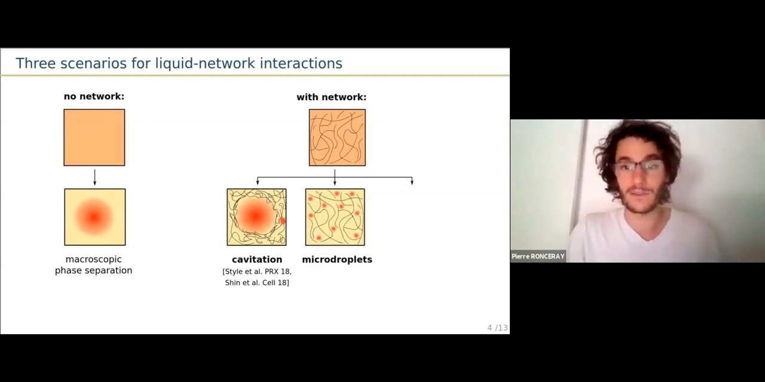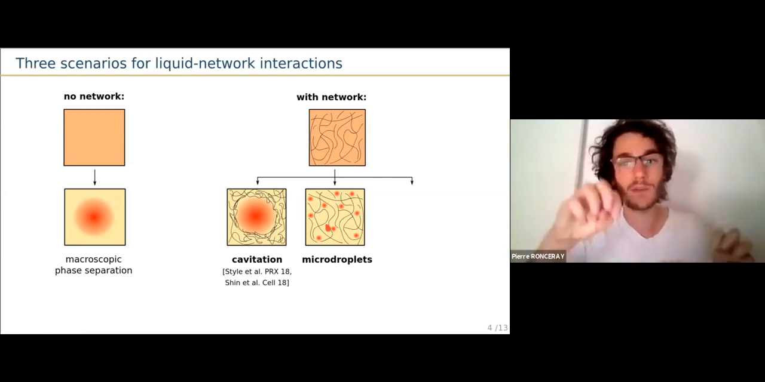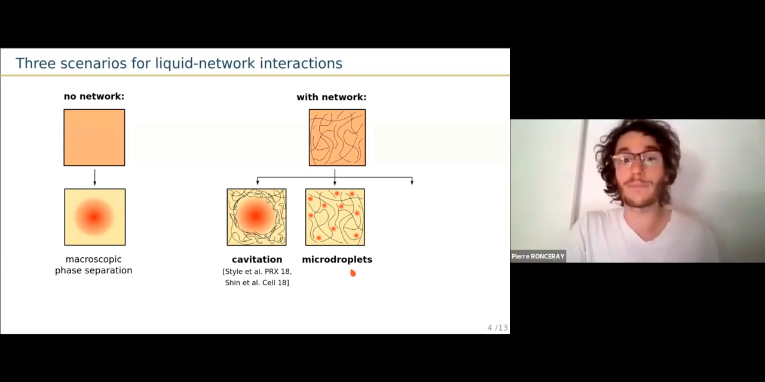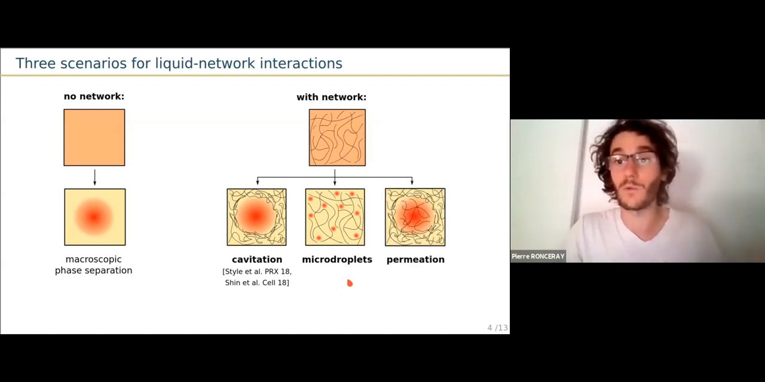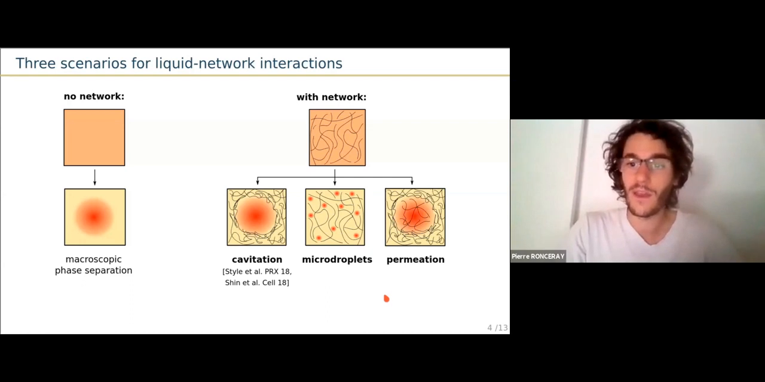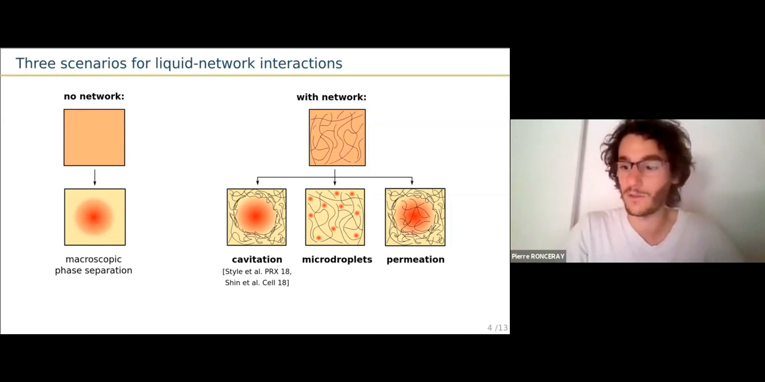Another one is the formation of very small droplets in the interstices of the network that will not deform it, but remain confined. And this is a phase that I will call micro droplets. A third possibility is, rather than expelling completely the network, you can actually wet it. You can have it permeate through the droplet and have the network crossing through the liquid phase separated droplet.